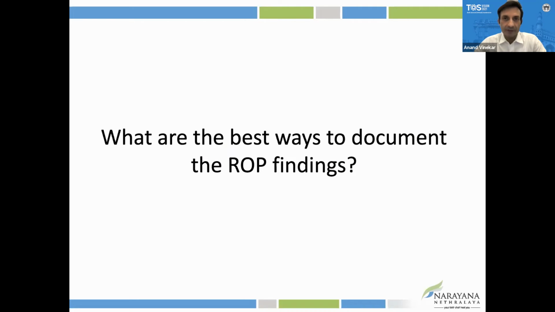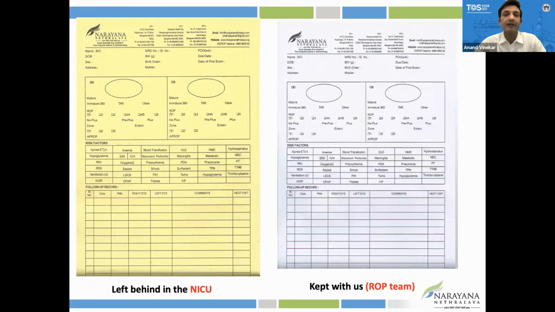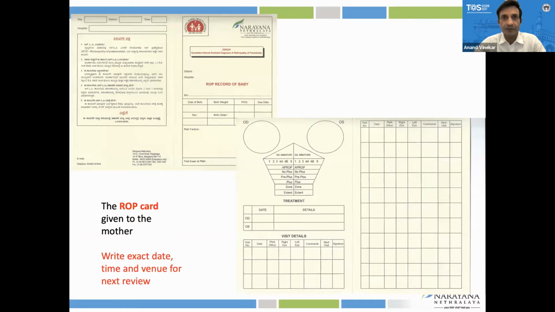Documentation in ROP is becoming extremely important, especially with the medico-legal scenario. We've had about 9 cases in the country already after 2015 against pediatricians and ophthalmologists. So it's important to share this documentation both with yourself, your team, and the pediatrician. So leave a copy in the NICU and make sure what card you give the mother or the family mentions the exact date, time, and venue of the next screening.